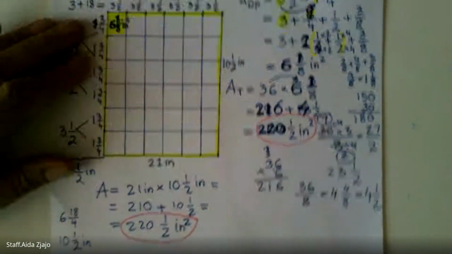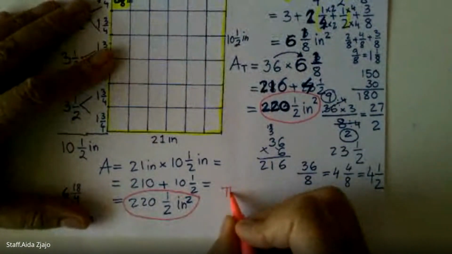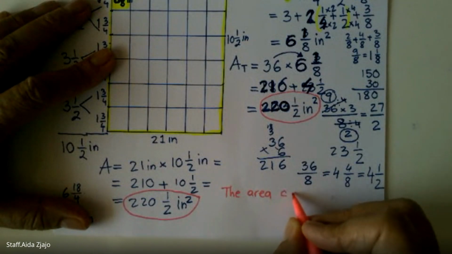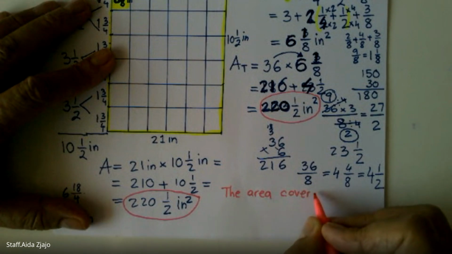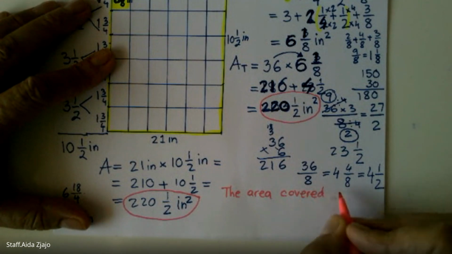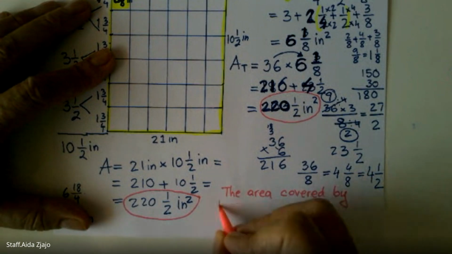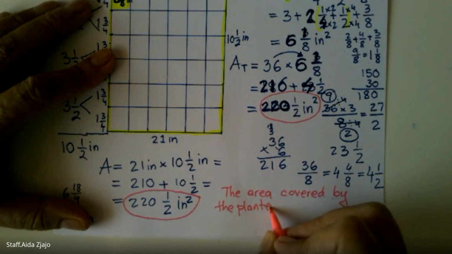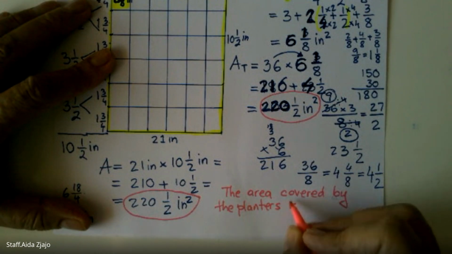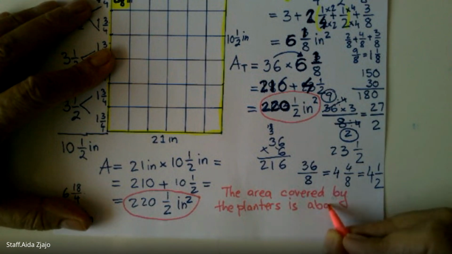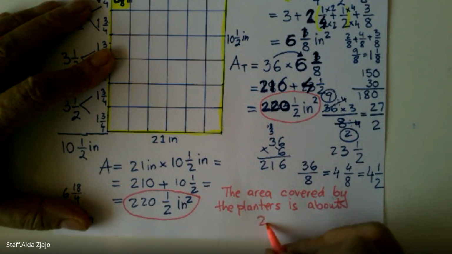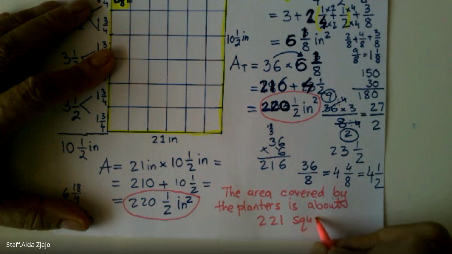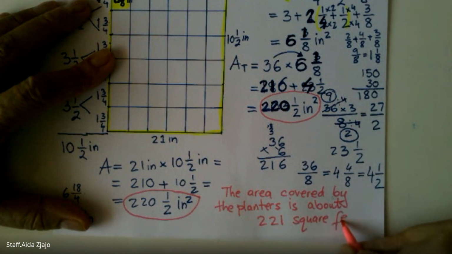Okay, and then I'm gonna write the area covered by the planter is about 221 square feet.